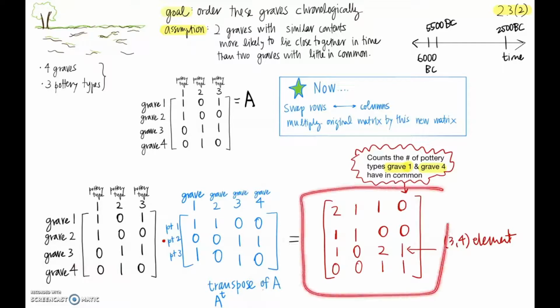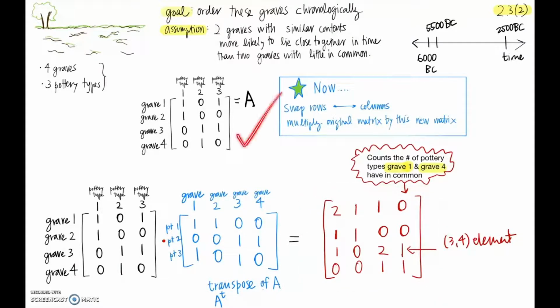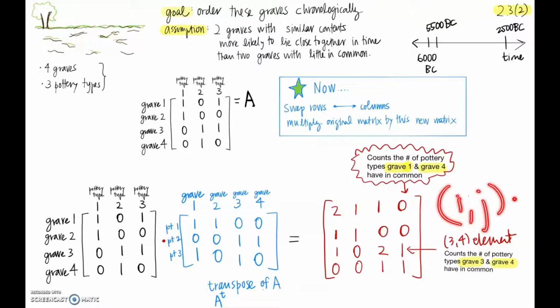You can look at this matrix and think, well, what's the big deal? I can just look here and see how much they have in common. But when you have not 4 graves, but 900 graves, and you're keeping track of everything, this matrix becomes really powerful in telling us exactly which graves are really close to each other. So here we see the 3-4 element counts the number of pottery types grave 3 and grave 4 have in common. From that, you can probably generalize: the IJ element of this matrix will tell us how many pottery types grave I and grave J have in common.